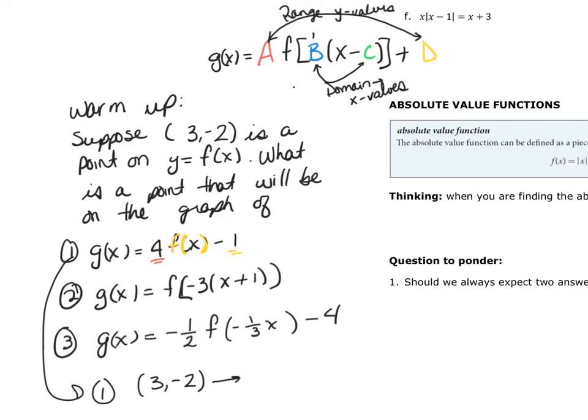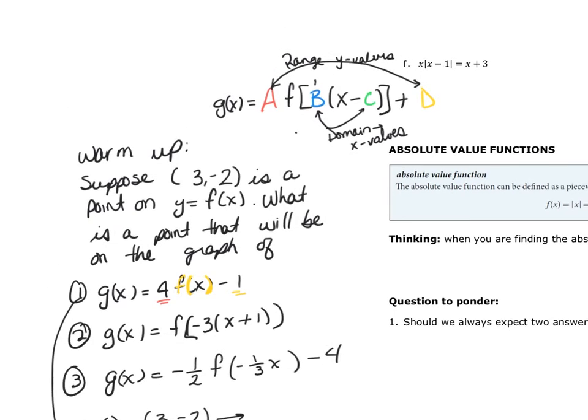So with the order of operations, when we're doing transformations of graphs, I want to do B first. Then I want to do C if I have it. And then I want to do A if I have it. And lastly, I want to do D if I have it. So if I don't have any of those, I can just skip through it.